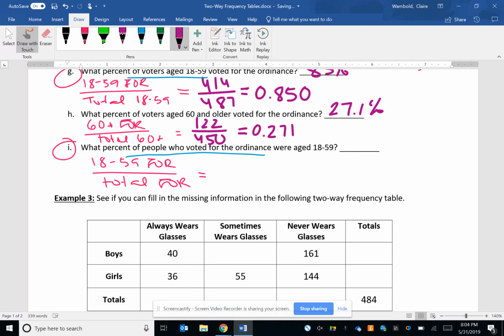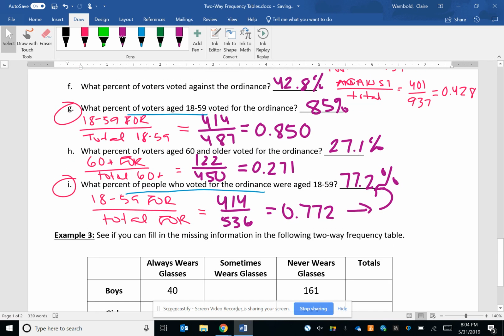So I believe I said that was 414 divided by 536. In our calculators, we get 0.772. Why am I putting that over there? That's 77.2%. So it's a different number than part G because it's a different question. It's a different way, it's a different perspective of the data.